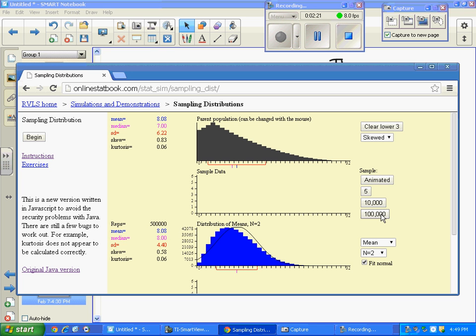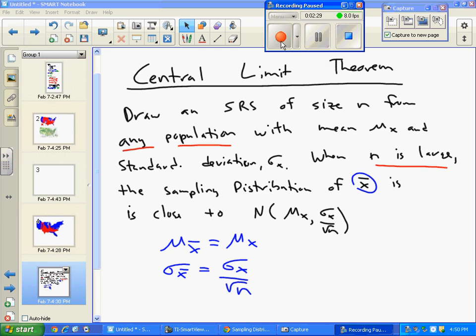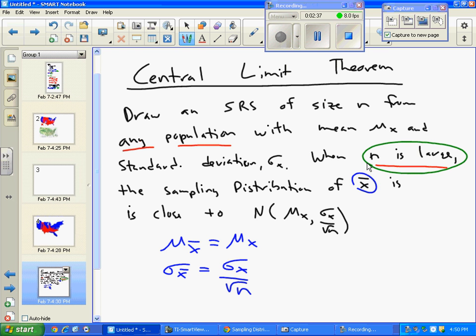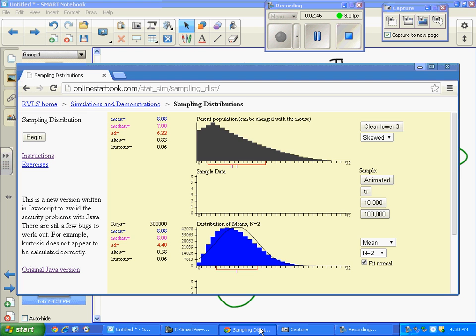Let's go back to the central limit theorem for a minute and read this again now. Here's what the central limit theorem tells us. Okay, I'll minimize this actually. So the central limit theorem says you draw an SRS of size n. In our case, n was 2. And the key language here is this: when n is large, you can expect the sampling distribution to be close to normal with the following mean and the following standard deviation. Well, what this picture just demonstrated was that n equals 2 was not a big enough n. So let's try changing this.